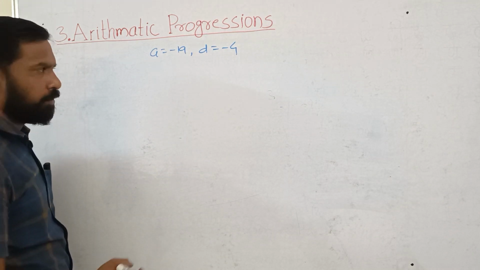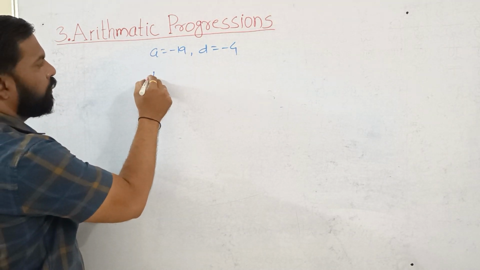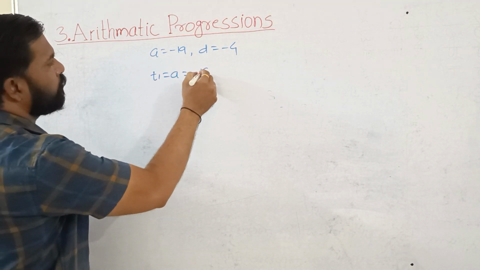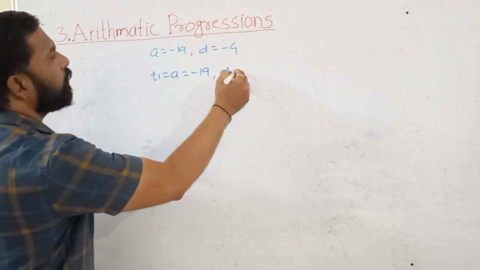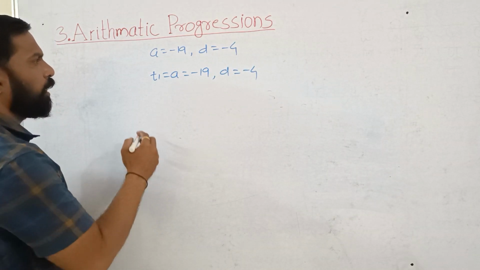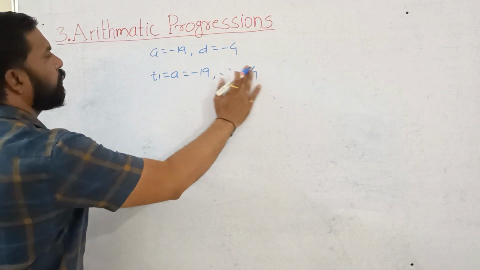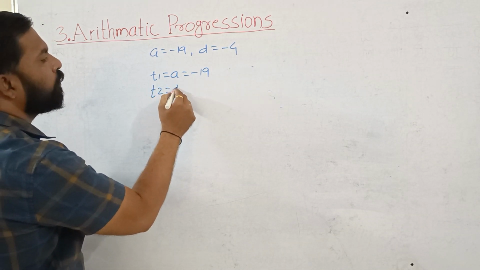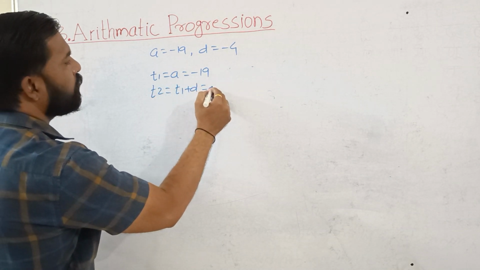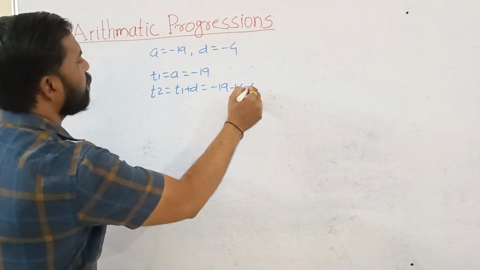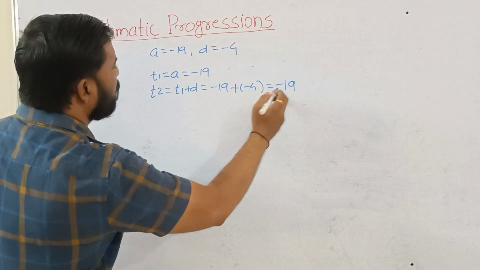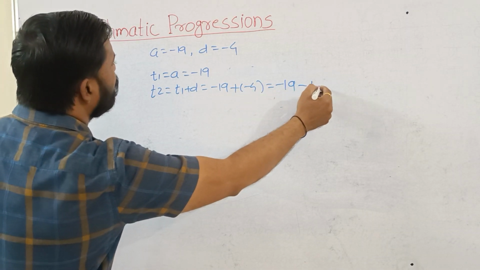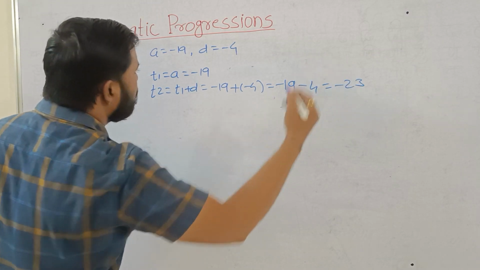In the next question, T1 is equal to A is equal to minus 19, D is equal to minus 4. Okay, so let it be. How can I write T2? T1 plus D, which is minus 19 plus minus 4, minus 23 is the next term.